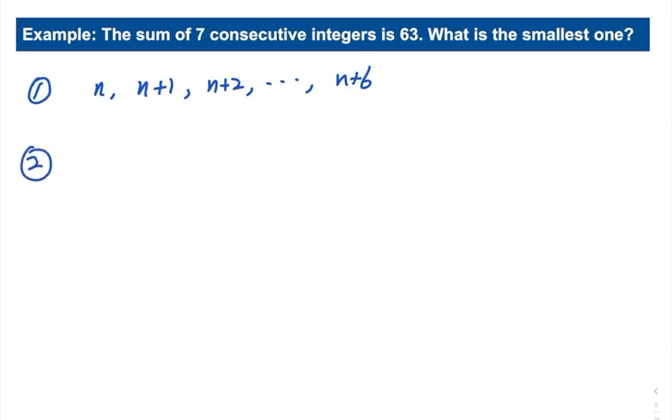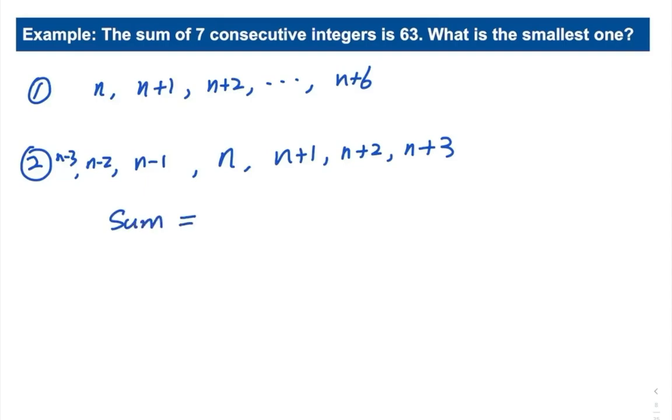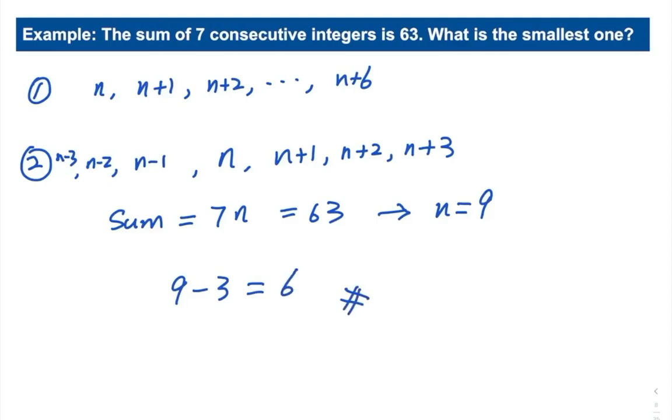Alternatively, we can define the middle number to be n, and we have 3 numbers bigger than n and 3 numbers smaller than n. Then if you add these 7 numbers, n is the middle number, so the sum is going to be 7 times n, and this equals 63. Immediately, we can find n equals 9. Then what is the smallest number? It's going to be 9 minus 3 equals 6. See how quick this way is.